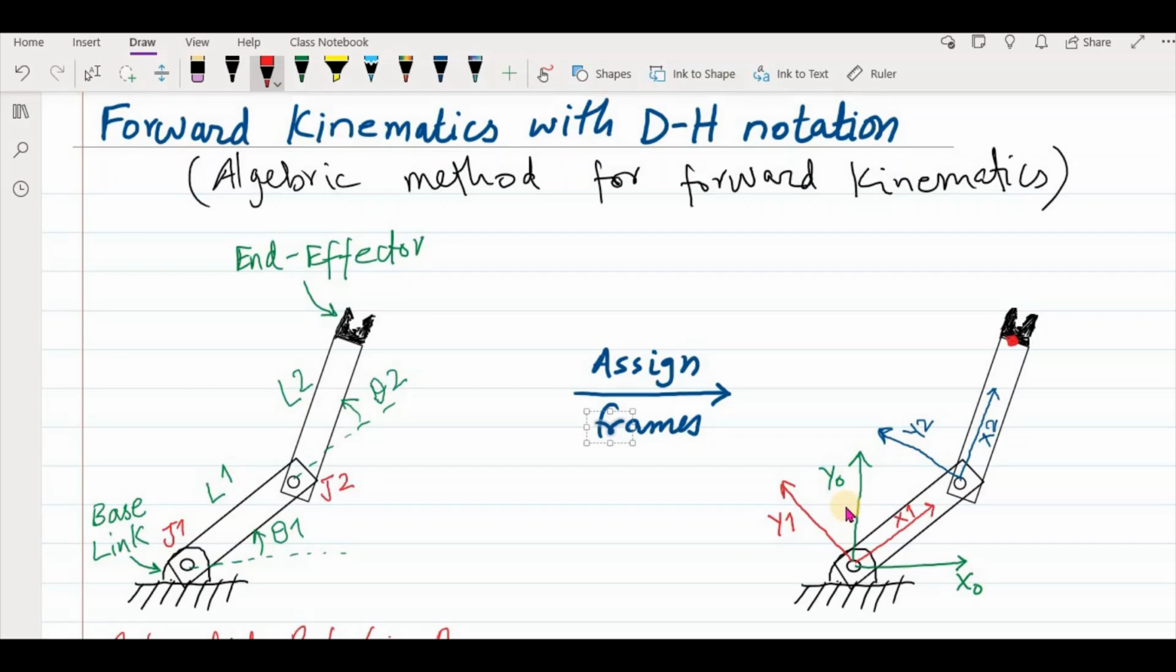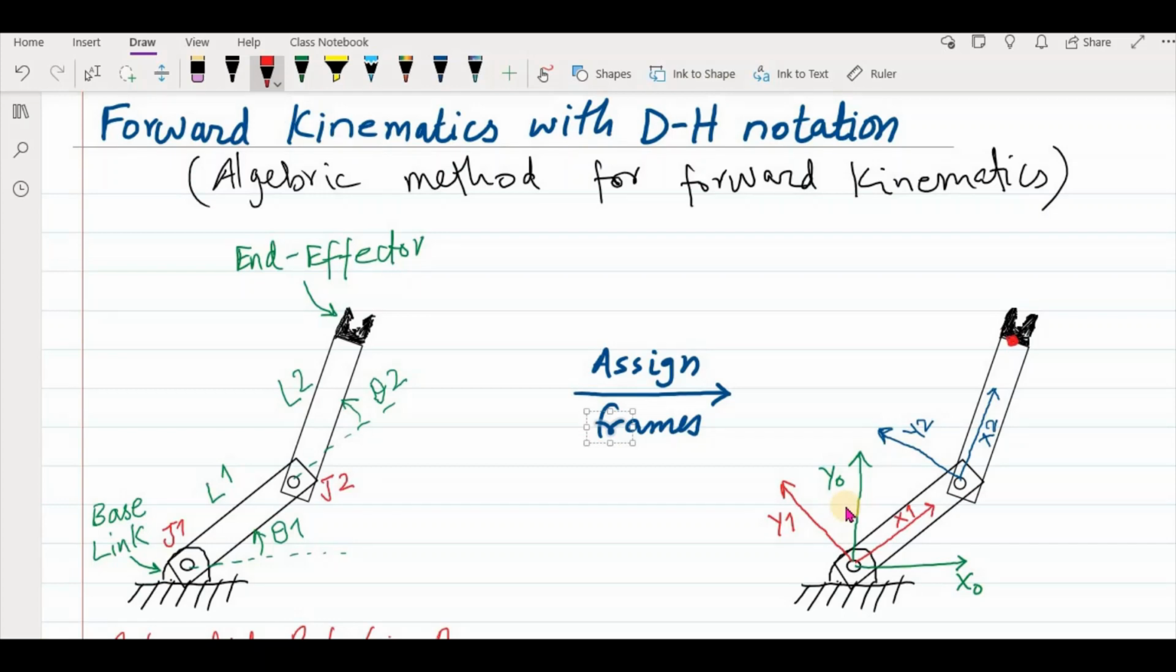Now let's move toward our second joint, and we have to again attach a frame, because here there's one more joint, so we attach our second frame here. Again, this is a revolute joint, and the motion must be about the z-axis according to the DH notation. So the z-axis is coming toward the reader, the x2 axis is along the link length, and then the y2 axis is perpendicular to the z2 and x2 axes.